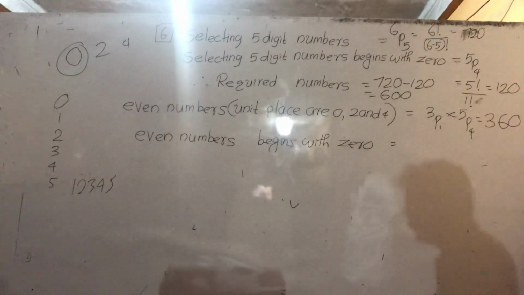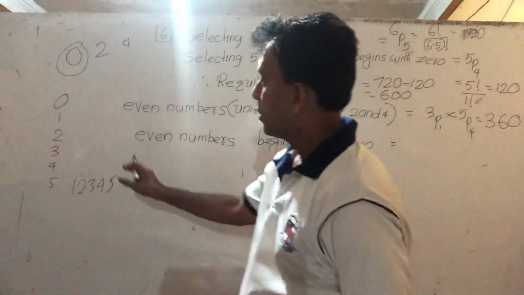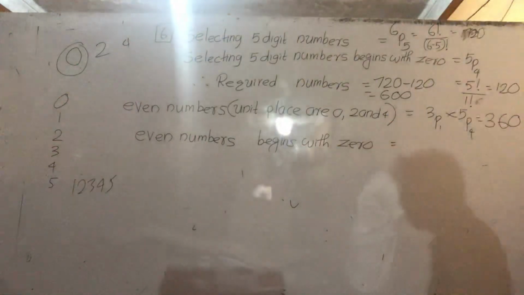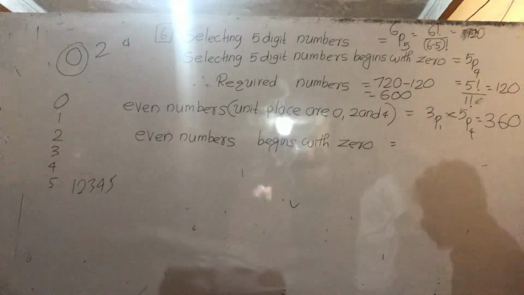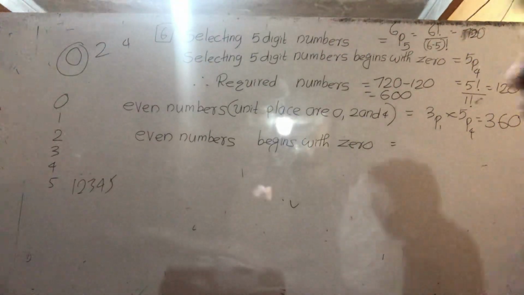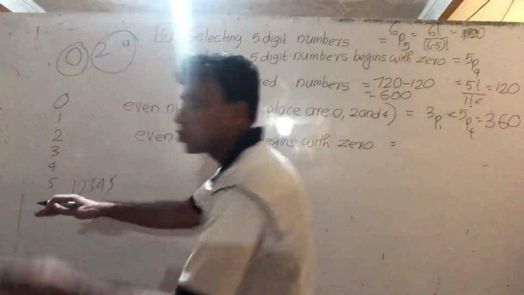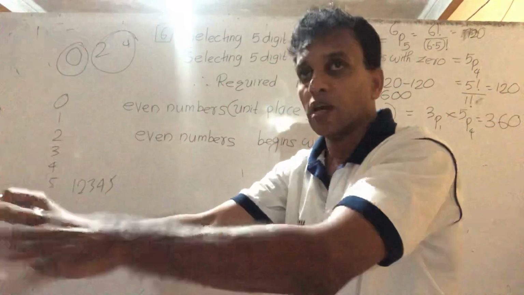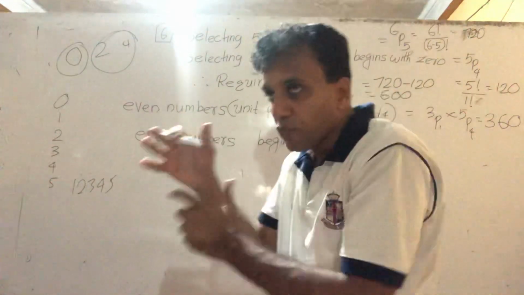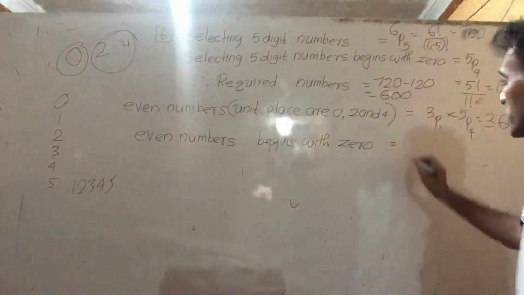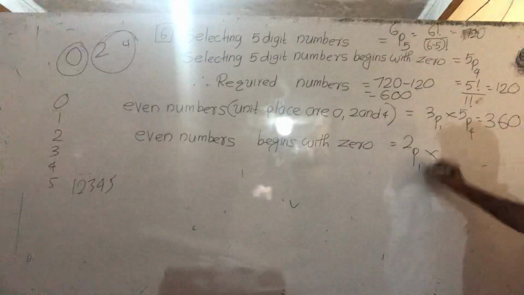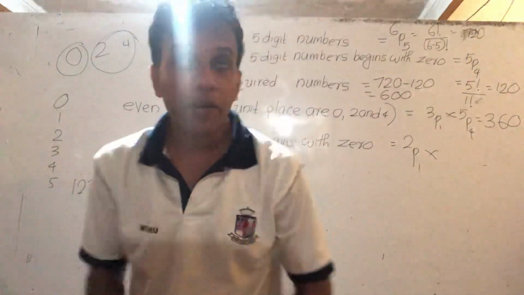So what is the possibility for the unit place? Initially, is it 2P1? The unit place part is 2P1, using 2 and 4. Using 2 and 4 the unit place. So keep the 0 separated, keep the 0 there. So between 2 and 4 we will shuffle. Therefore the answer is 2P1, okay, into, now how many numbers are remaining?